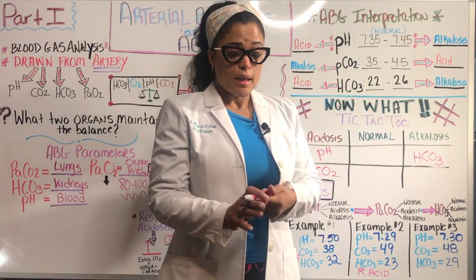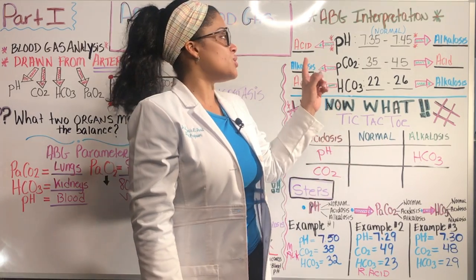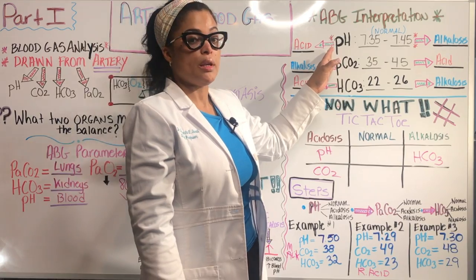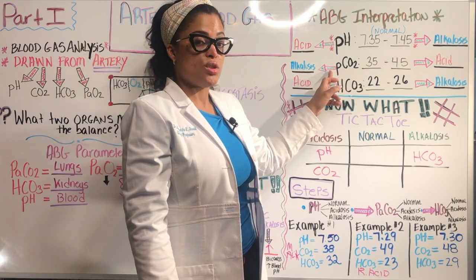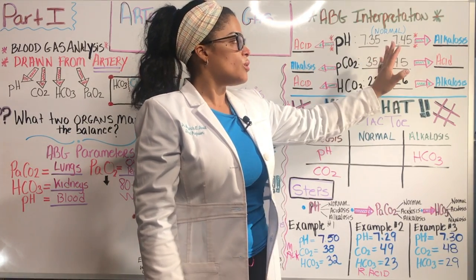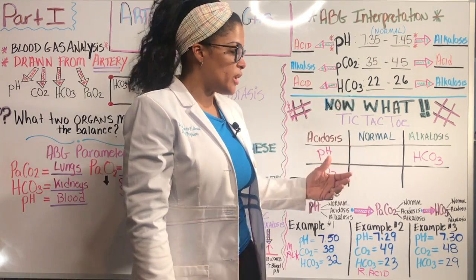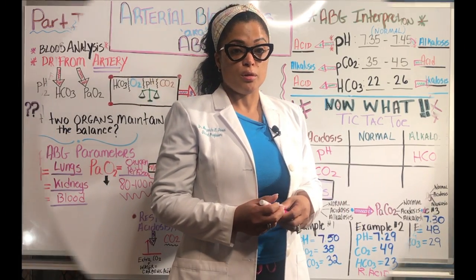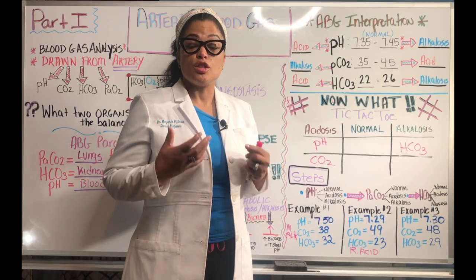Now, like I said earlier, it is very important for you to memorize these values. You have to know what the normal pH is, what the normal CO2 is, and the normal bicarb, because without knowing these normal ranges, you will not be able to interpret when you have a patient result in front of you. So I hope that you find this information useful for you.